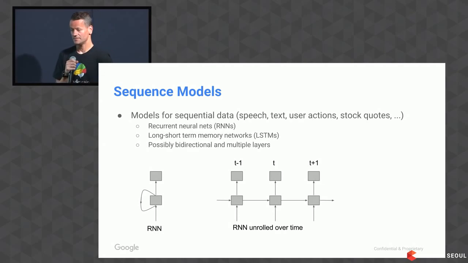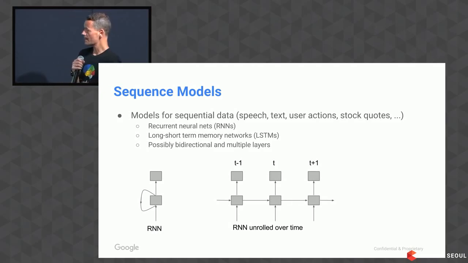So we talked about pictures now. Another very interesting part of models is sequence models. So models for sequential data. What is sequential data? Basically anything that has a time dimension, like speech. Well, it doesn't have to be a time dimension. It could be text of varying length. It could be user actions. It could be stock quotes. It could be a lot of things.